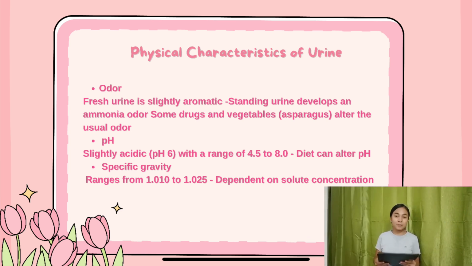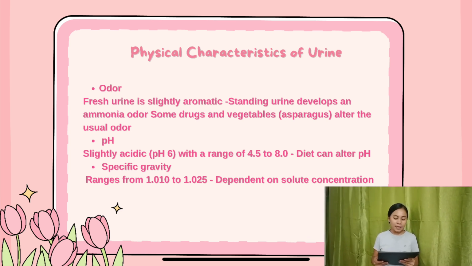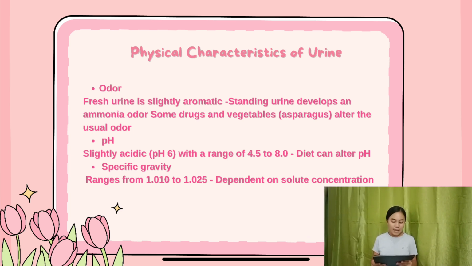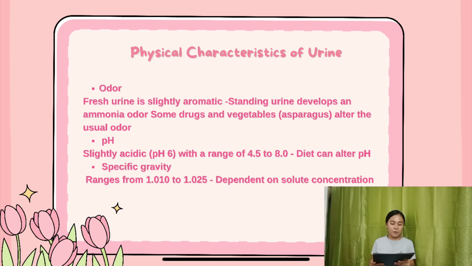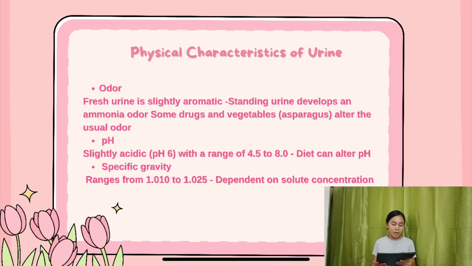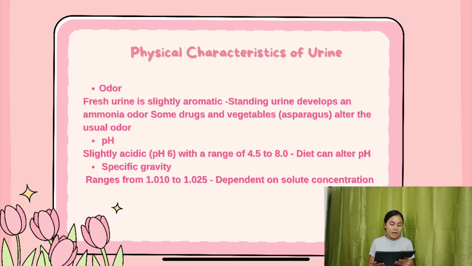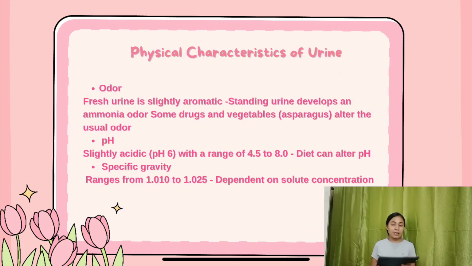Sa diet naman po, a diet high in protein or cranberries makes your urine more acidic, kind of like adding lemon to water. A vegetarian diet with lots of fruits and vegetables makes it less acidic. Example, if you eat a lot of meat, your urine might be more acidic. If you eat a lot of fruits and vegetables, it might be less acidic.